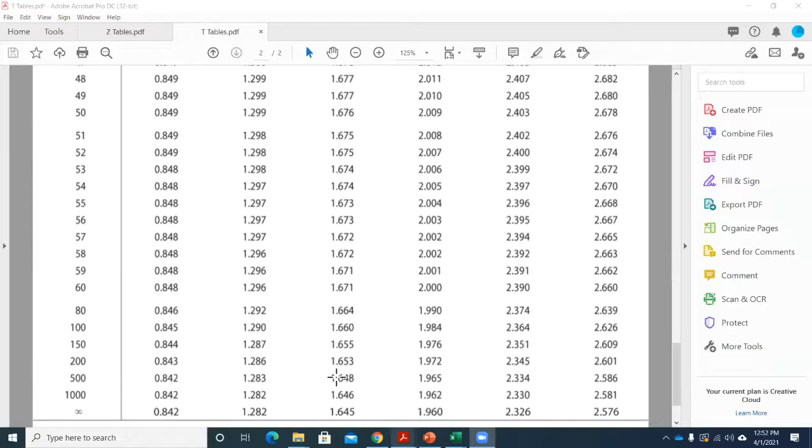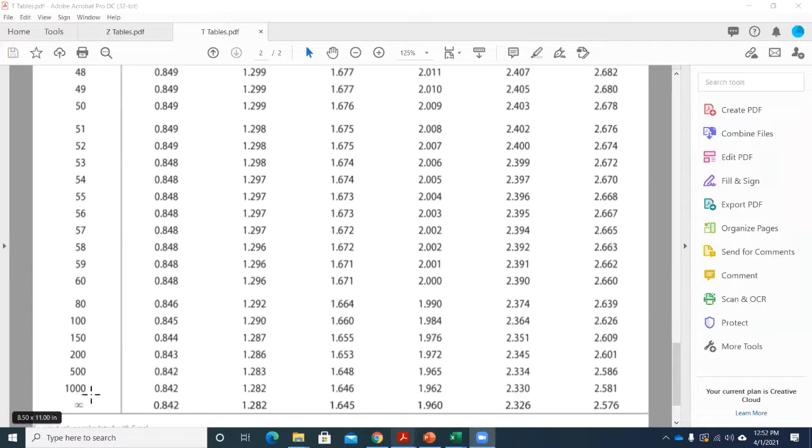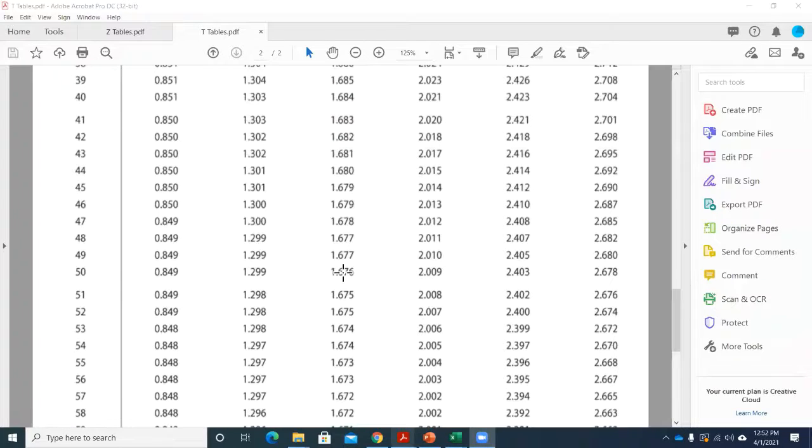But for this example, we only had degrees of freedom of 50, not infinite, or we weren't using a standard normal. So that's how we were grabbing these 3 values. Any questions on that before we keep going here?